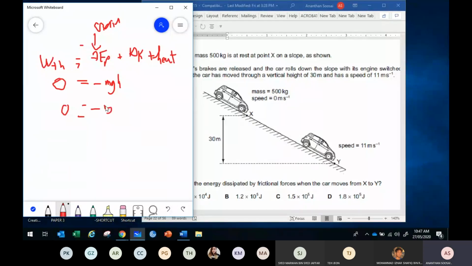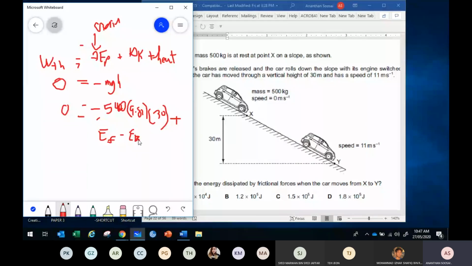Mg how much? m is 500. Your gravity is 9.81. Your h is how much? h is 30. Okay, but it's negative. Plus kinetic energy. The gain of kinetic energy is the final kinetic energy minus the initial kinetic energy. That's your gain.